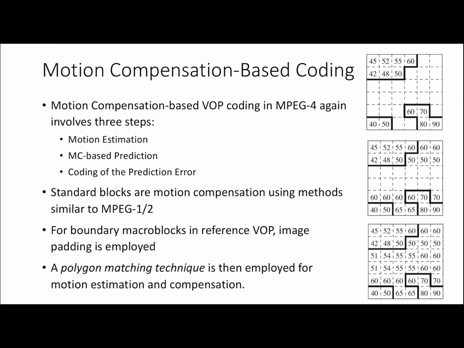As already mentioned, encoding of VOPs has three major components, namely the shape, motion and texture. So let us first start with motion compensation based coding. Motion compensation based video object plane coding in MPEG-4 again involves three steps. The first is motion estimation, then motion compensation based prediction, and the coding of the prediction error or the residual image.